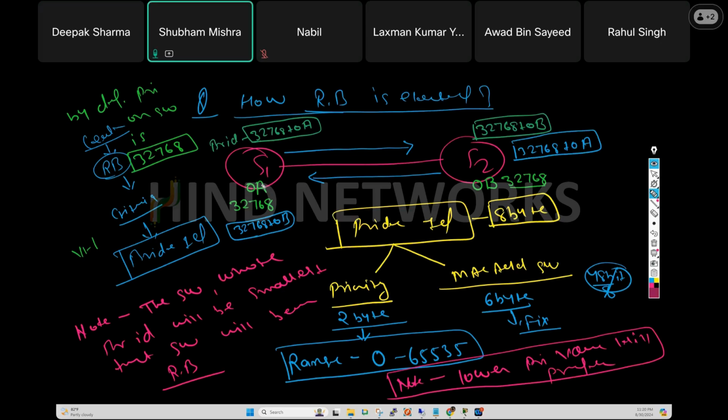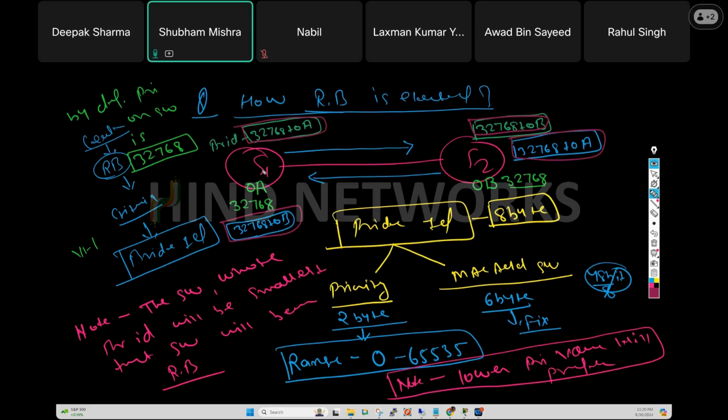Now, how many bridge IDs does switch number 1 have, guys? One is this one, and the second one is this one. Switch number 2 has this one and this one. It means both switches have each other's bridge ID. Now what will both switches do? Both switches start comparing the bridge ID.